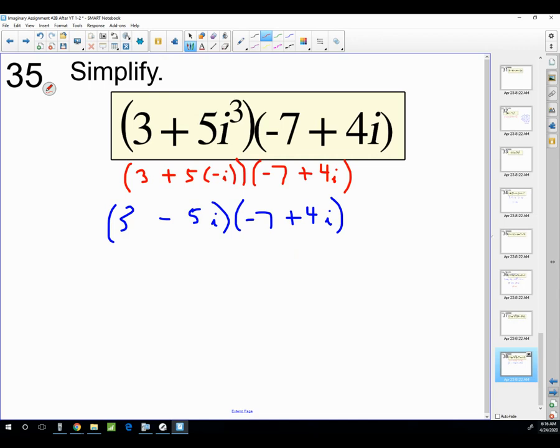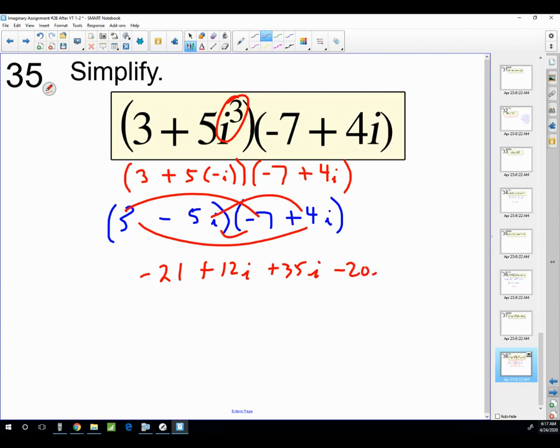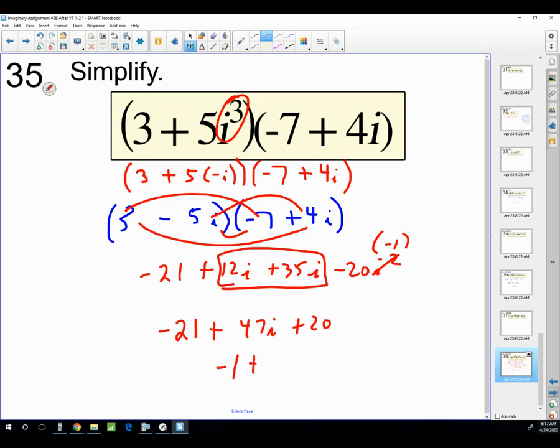All right, I went ahead and made this I to the third negative I. I don't know if I've multiplied it out. No. So let's grind this one out. So that'd be negative 21 plus 12i plus 35i minus 20i squared. Those 2 terms make 47i. I'm going to bring down the negative 21. I'm going to make that negative 1 and then plus 20. So this looks like negative 1 plus 47i.